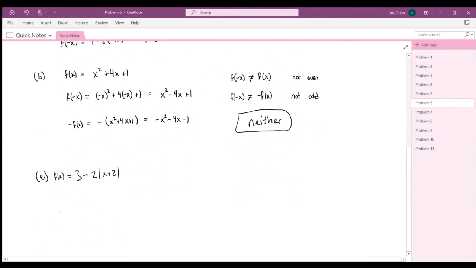Okay, so we're going to need to compute f of minus x to compare with f of x. Okay, so again, to get f of minus x, you replace each instance of x with a minus x. Okay? So instead of x, we have a minus x now. And I guess let's also take a look at minus f of x, because we also need to compare it with that. So we would just negate everything in f of x, so it would become minus 3 plus 2 absolute value of x plus 2.